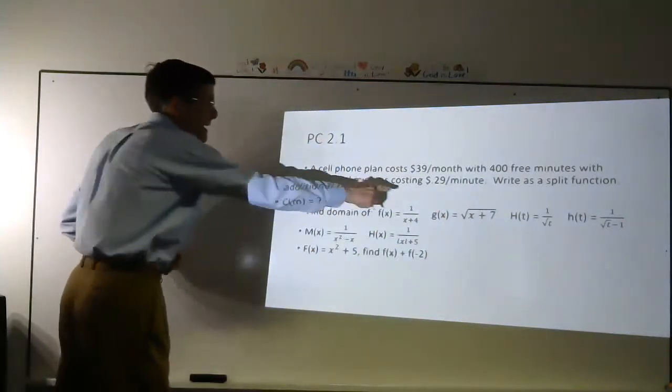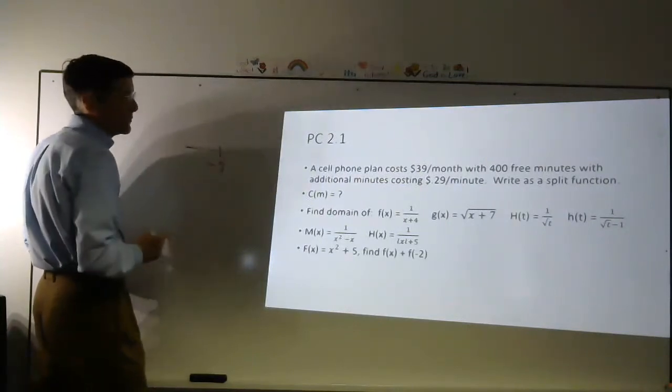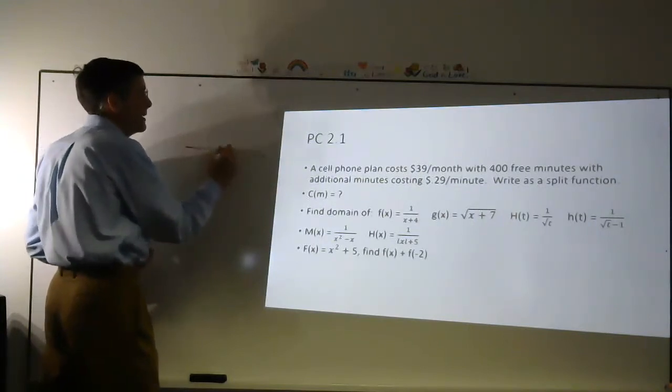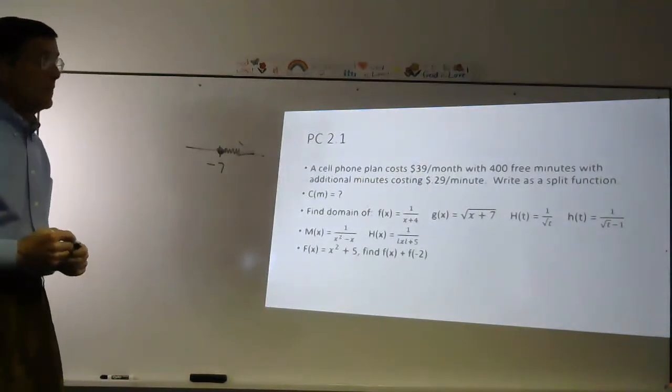So your domain in that one, -7 is like a boundary point. It can equal -7, but it can't go this way. It's got to go that way. Yeah? A little tricky.